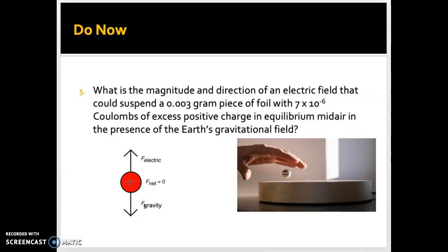Okay, see if you can do this problem. Here you go. It's a force problem. Free body diagram. Write your givens, write your unknowns. Pause the video. See if you can solve this problem.